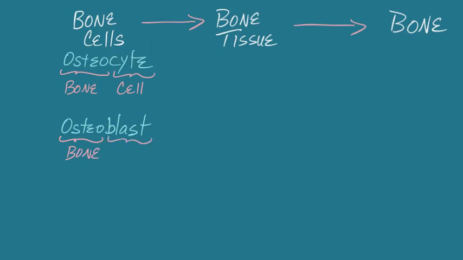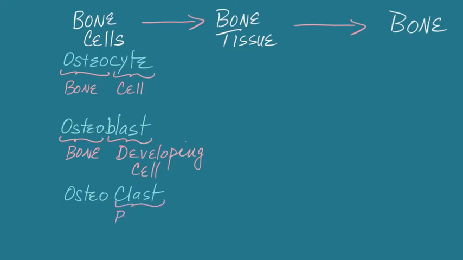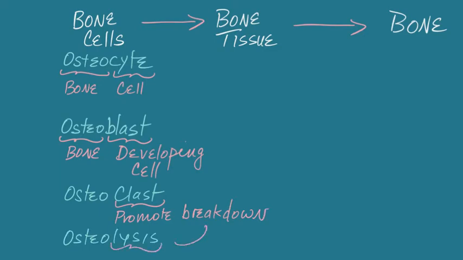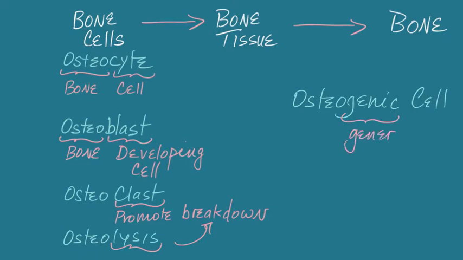Then we have osteoblast. The word blast means developing cell. Osteoblast means developing bone cell. The third type of bone cell is osteoclast. Clast means to promote breakdown. So an osteoclast is a cell that promotes bone breakdown. And this is accomplished by a process called osteolysis. Lysis, as we know, means breakdown, and osteolysis means breakdown of bone.